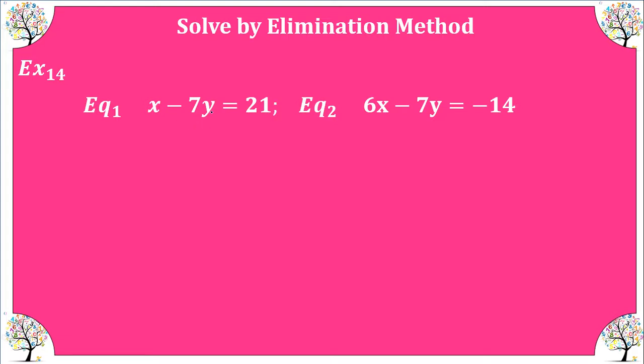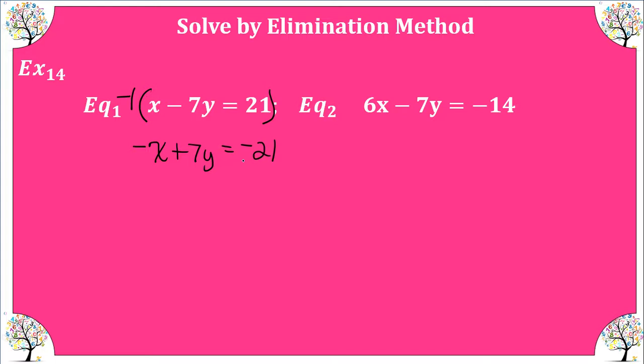In this example, I do not have a pair of opposites, but there's a couple of things. I could either make this x negative 6x, or I could make one of these negative 7y's positive. I think that's what I'll do. So I'm just going to multiply this one. Again, there are so many ways you can solve these, guys. So I'm going to multiply and negate all of these terms, and my new equation 1 is going to be negative x plus 7y is equal to negative 21.